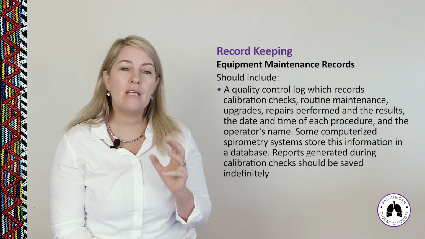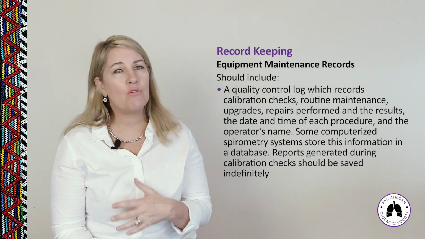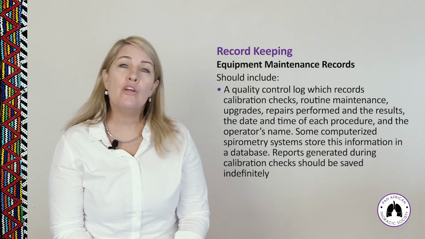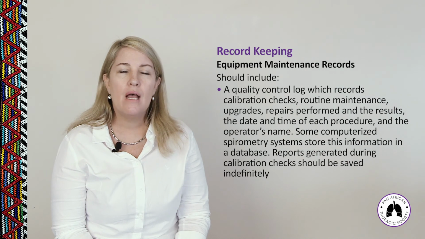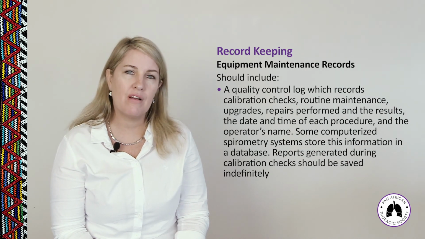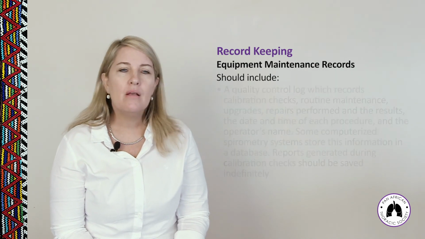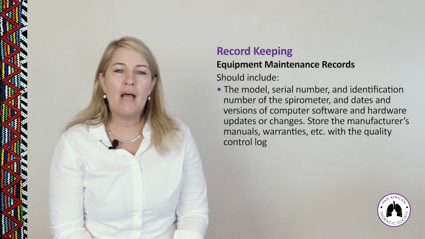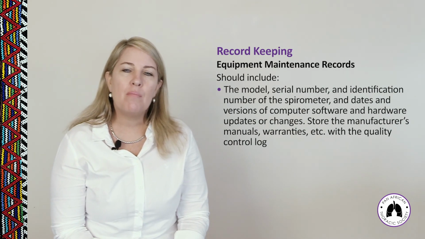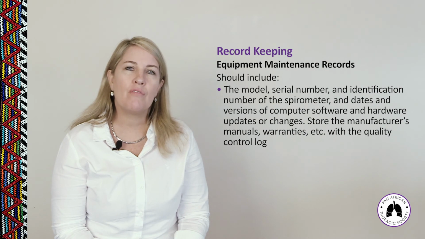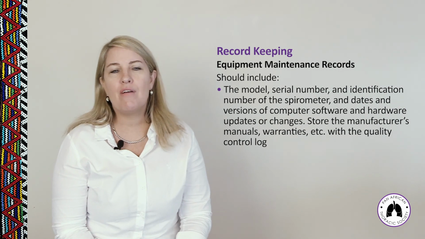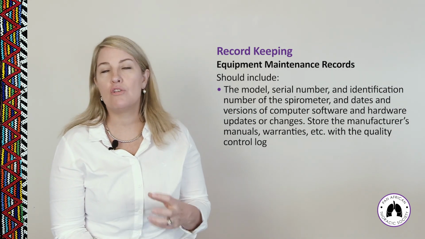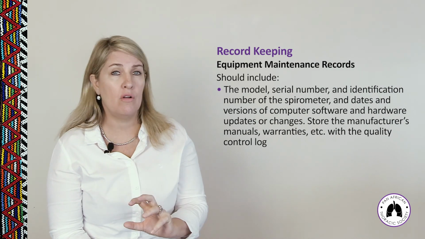Reports generated during calibration checks need to be saved almost indefinitely. So you're going to keep the calibration records as long as you would keep the spirometry records. And the time frame for that would differ depending on your workplace. The model, serial number, and identification number of the spirometer and the dates and versions of the computer software and hardware updates or changes should be recorded somewhere. Store the manufacturer's manuals, warranties, etc. with the quality control log.